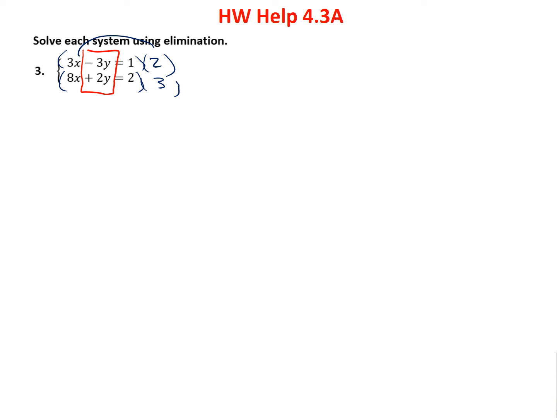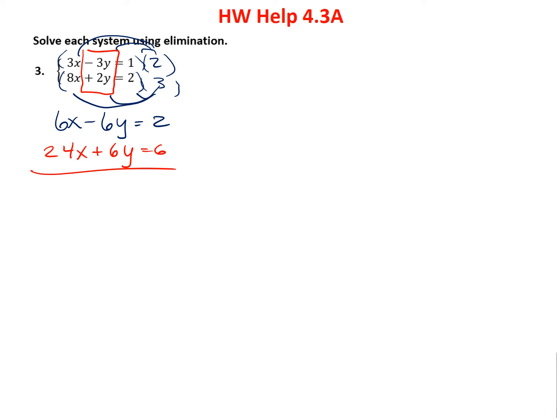2 times 3x is 6x. 2 times minus 3y is minus 6y equals, and don't forget to multiply that side as well, 2 times 1. And then we multiply here as well, and we get 3 times 8 is 24x. Excuse me, made a mistake there. 3 times 2 is plus 6y equals 6.